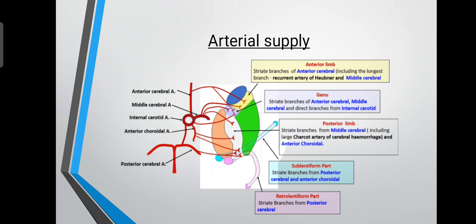In a nutshell, the anterior limb is supplied by branches of anterior cerebral and middle cerebral, and the genu is supplied by branches of anterior cerebral, middle cerebral and internal carotid artery. Posterior limb is supplied by branches of anterior choroidal and middle cerebral artery. Sublentiform part is supplied by posterior cerebral and anterior choroidal artery. Retrolentiform is supplied by striate branches of posterior cerebral artery, that you can learn from the image.